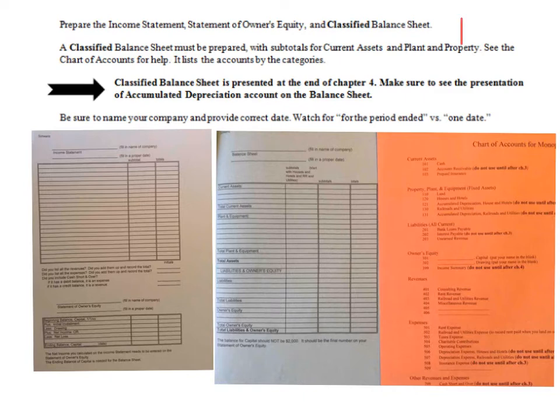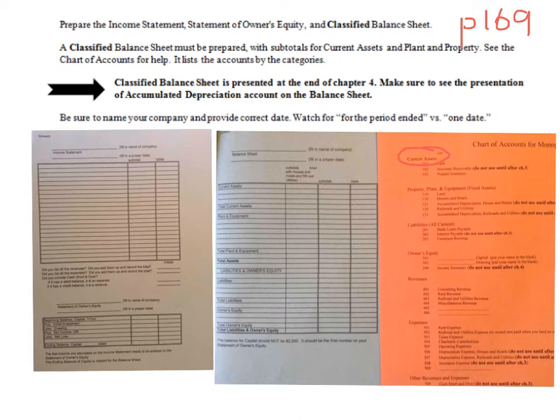If you take a look on page 169 in the 12th edition, or you can look around for classified balance sheet presentation if you have a later edition of the textbook. You need to find a presentation that is done with classifications, but we made your life easy. How? Look at that. On the chart of accounts, we actually classified your assets between current and long-term.